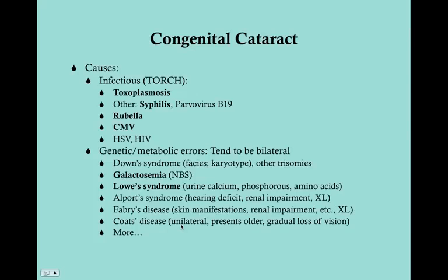Fabry's disease has skin manifestations as well as renal impairment and some other manifestations. That's also X-linked. Coats disease is usually a unilateral cataract. It usually also presents older, not in newborns, and there's a gradual loss of vision. Alport syndrome is good to know for nephrology purposes, but these ones that aren't boldfaced here, Alport's, Fabry's, and Coats disease, I don't think the USMLE is going to throw a congenital cataract at you and put one of these as the cause.